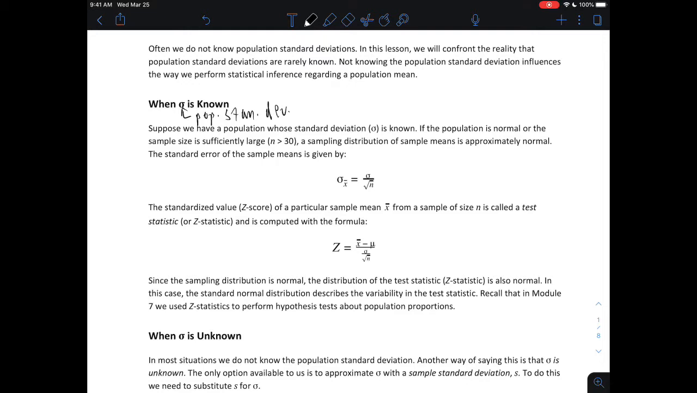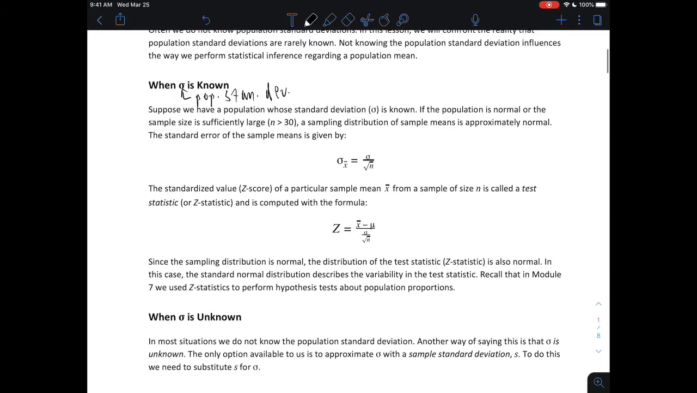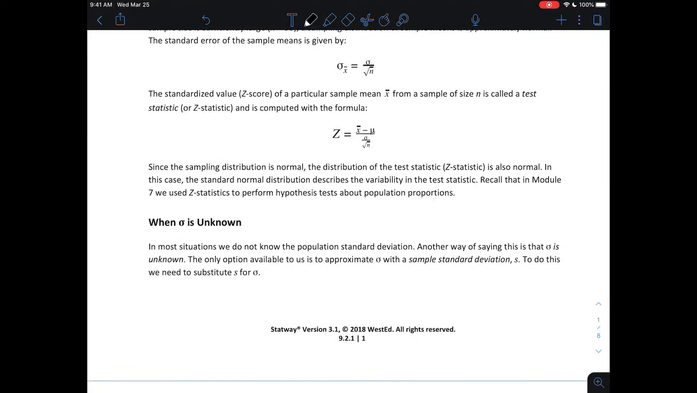The standardized value, the z-score, of a particular sample mean x bar from a sample of size n is called a test statistic, or z-statistic, and is computed with the formula that we saw before, z equal to x bar minus mu divided by the fraction sigma over the square root of n. Since the sampling distribution is normal, the distribution of the test statistic, the z-statistic, is also normal. In this case, the standard normal distribution describes the variability in the test statistic. Recall that in Module 7, we used z-statistics to perform hypothesis tests about population proportions.